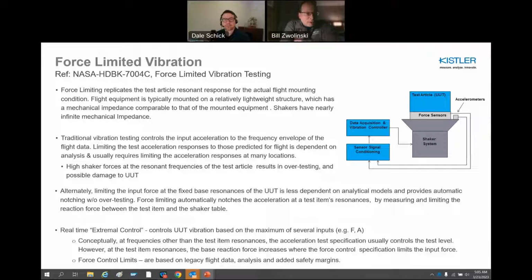So traditional vibration, as I said, controls on the input acceleration to the frequency envelope, and that does require a considerable amount of analysis. Alternately, limiting the input force at the fixed base resonances of the unit under test is less dependent analytically and provides an automatic notching with regard to over-testing. The implementation of the actual control is an extremal control, where conceptually, at frequencies other than the test item resonances, the acceleration test specification usually controls the test level. But when you're at the test item resonances, the base reaction forces are increased, and that's where you want to implement the force limited vibration control.